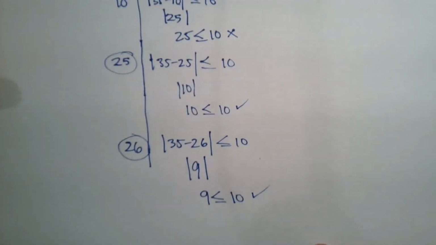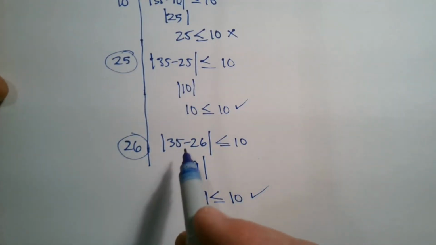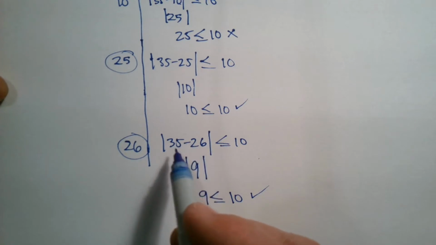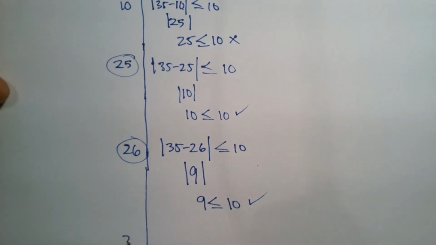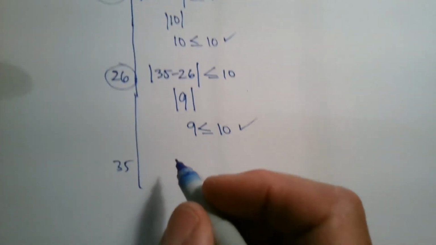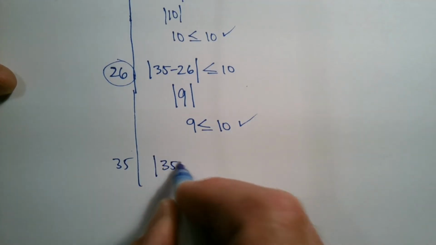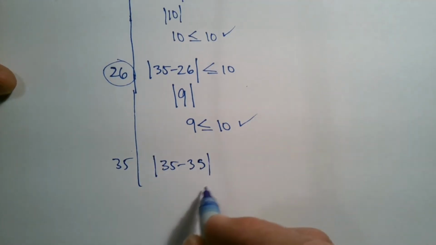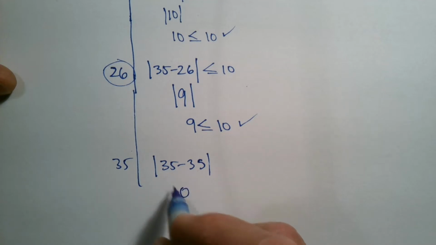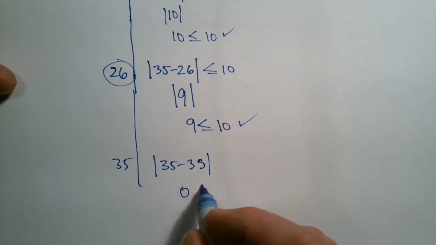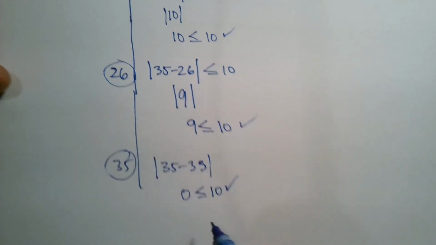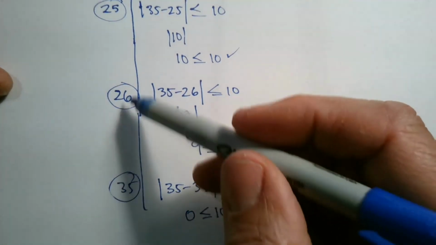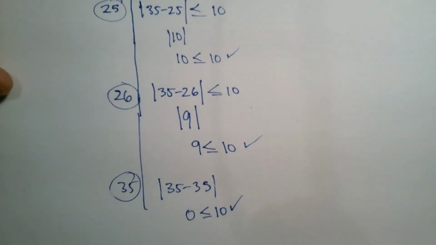So you could keep listing numbers. Probably 27 is going to work, 28, 29. All these numbers that are less than 35, and even 35, of course. 35 would be a safe speed, because if you think about it, the absolute value of 35 minus 35 equals 0, and the absolute value of 0 is 0, and 0 is less than or equal to 10. So yes, that checks as well too. So we could keep listing values. Anything in between 26 and 35 would work.